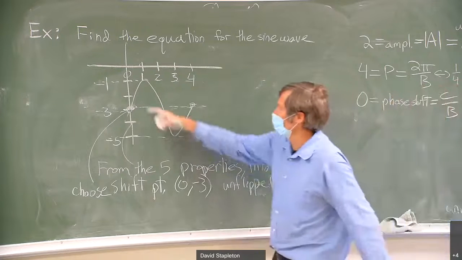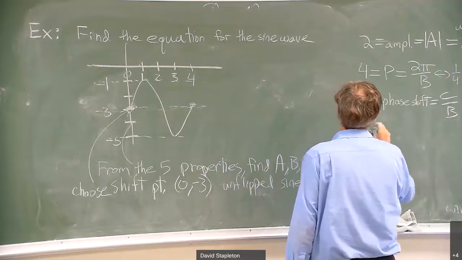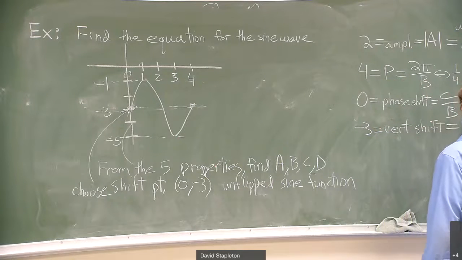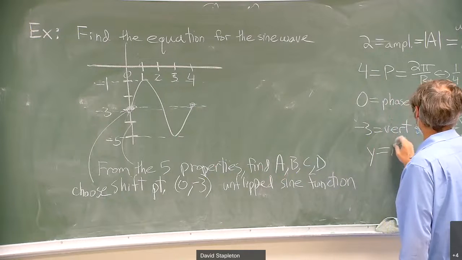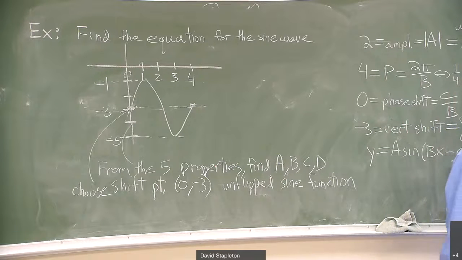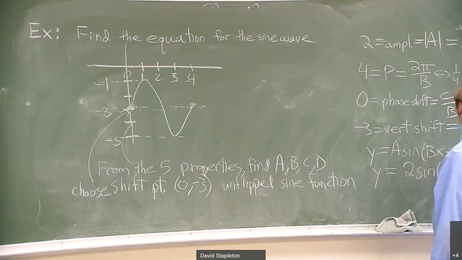And then D is the vertical component of the shift. The vertical component of the shift is -3. It's the vertical shift, D. I have A, B, C, D, and I know it's an upright sine function, so I write immediately y equals A sine (Bx minus C) plus D. C is always subtracted, D is always added. So it's 2 sine (pi over 2 x minus 0) plus -3. There it is. There's the exact equation.